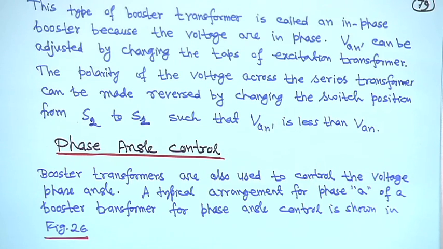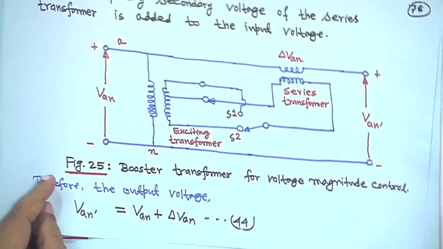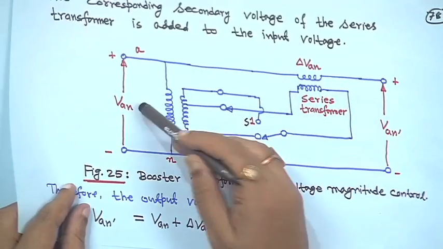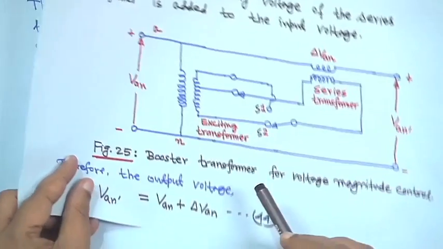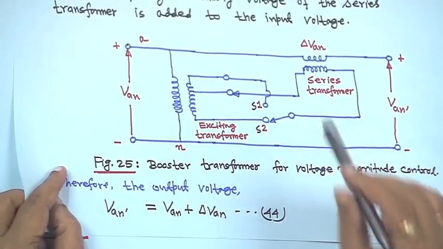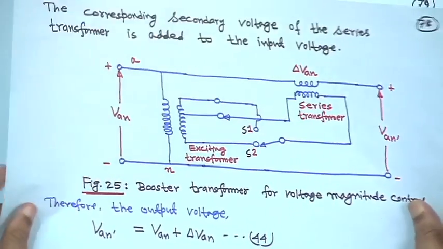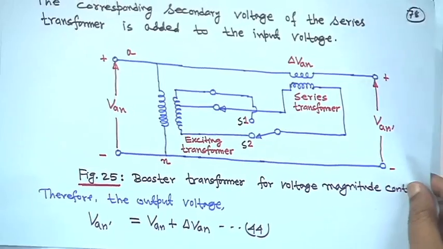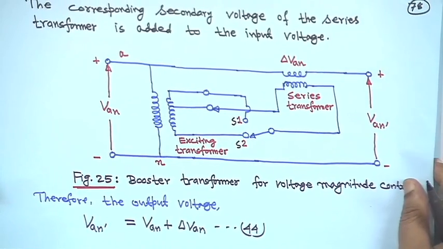VAN dash can be adjusted, as I told you, by changing the taps of the excitation transformer. The polarity of the voltage across the series transformer can be reversed by changing the switch position from S2 to S1, such that VAN dash is less than VAN. So, this delta VAN can be made negative also if you interchange the position. This is actually your booster or regulating transformer.